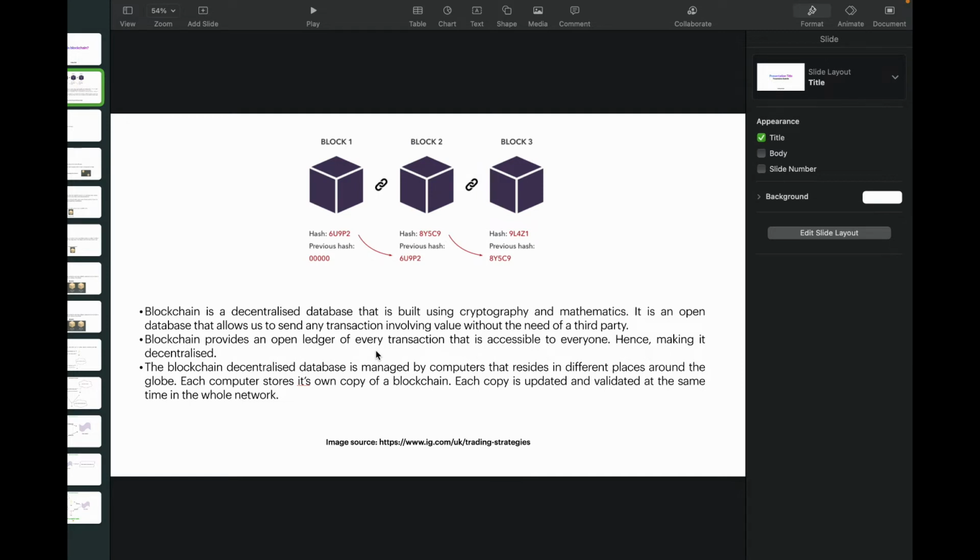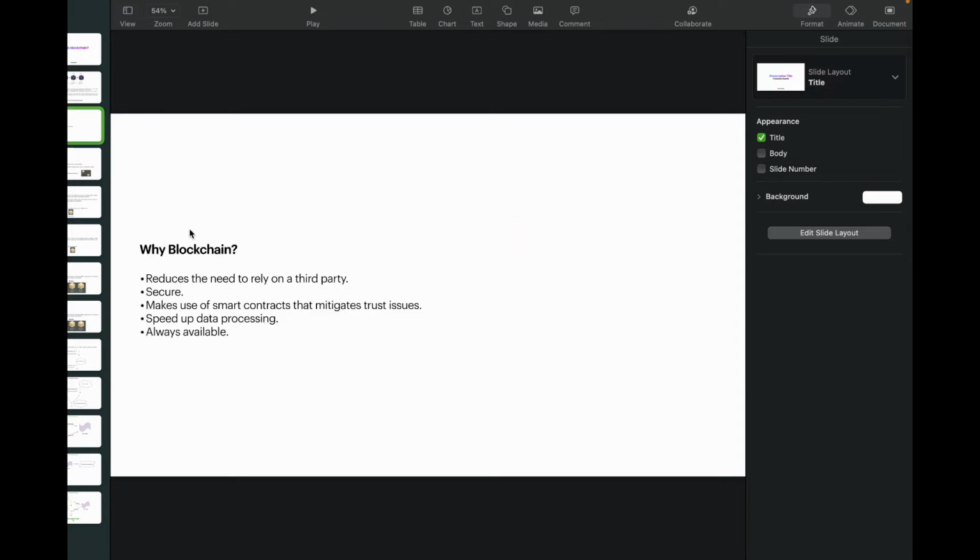So every mining machine or every computer contains a copy of the blockchain, and each time there's a transaction, every copy is validated, and it is updated in the whole network. So why blockchain? Well, it reduces the need to rely on third parties, for example, banks. As I said, this is a major advantage of blockchain.